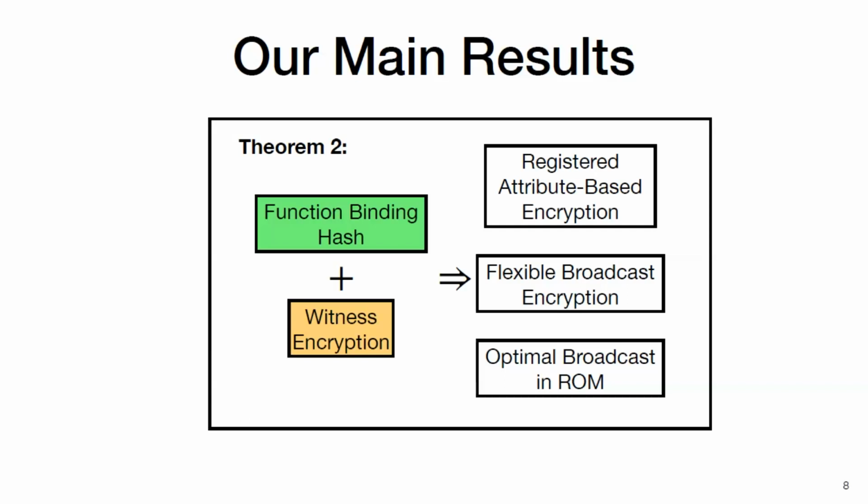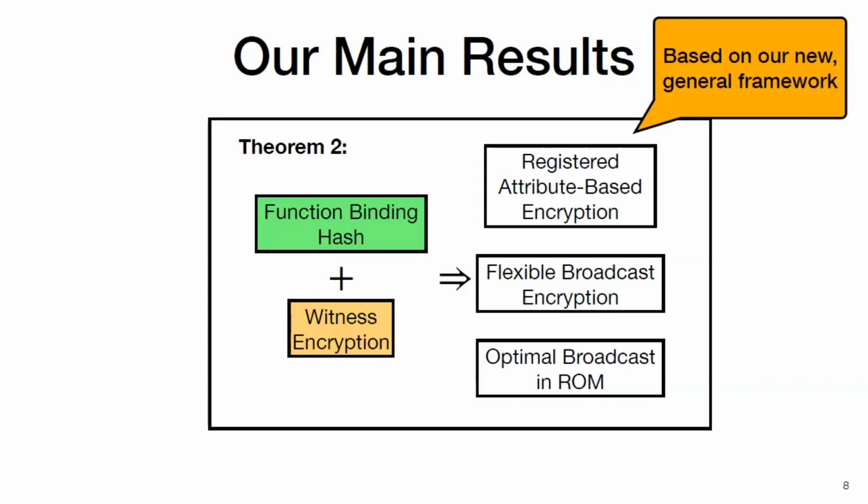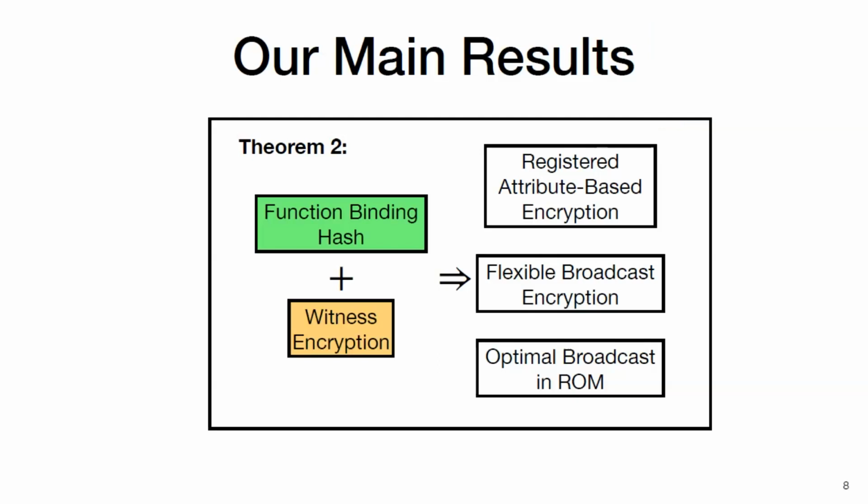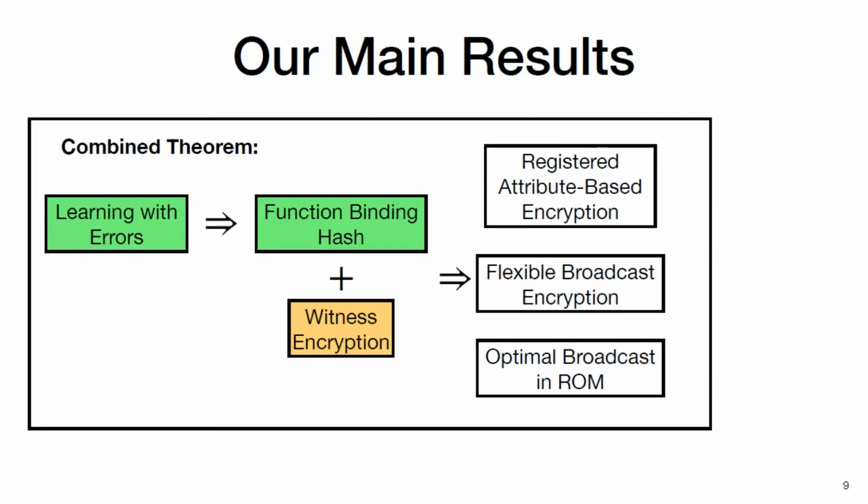Second, given this function binding hash function and witness encryption, we build a variety of applications like registered attribute-based encryption, flexible broadcast encryption, and optimal broadcast encryption in the random oracle model. I'll get into a little more about the top two in a second. But I want to emphasize that we get all three of these with a mostly generic technique that combines this function binding hash and witness encryption in a similar way to SSB hashing and IO. And combined, this shows from learning with errors and witness encryption how to build these various primitives.